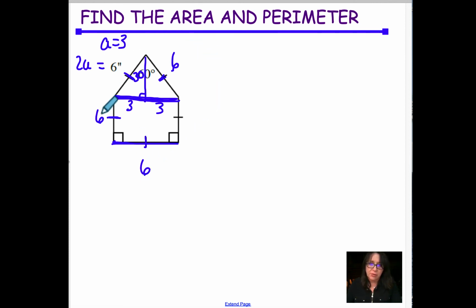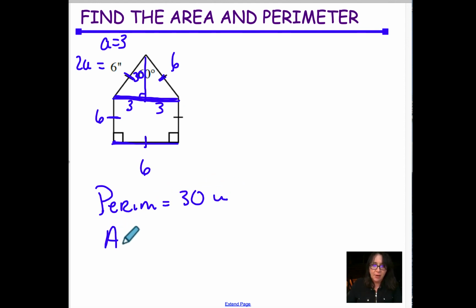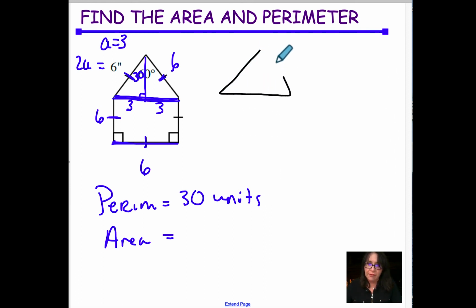So I have 6 plus, I got 1, 2, 3, 4, 5 6s. So to find the perimeter, that's going to be 6 times 5, which is 30 units. To find the area, though, that's a little bit different. Because I have to come up with a plan, meaning my plan is to find the area of the triangle plus the area of the square.